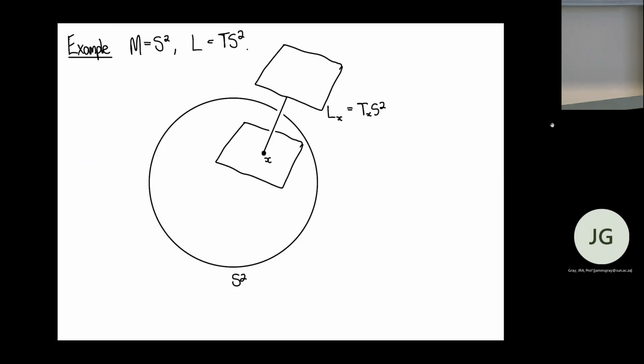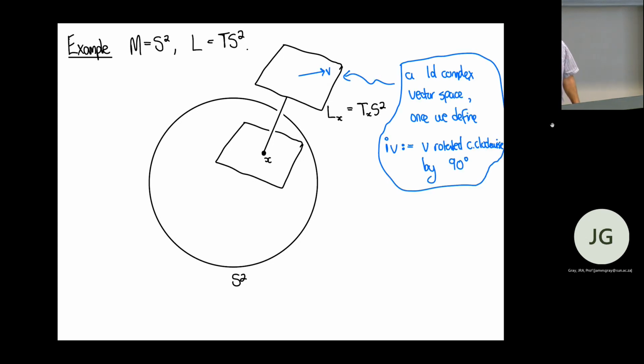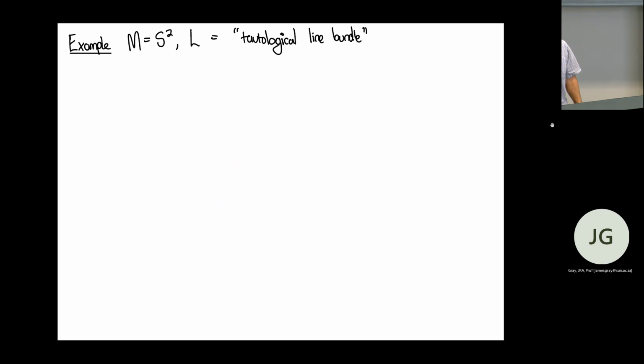Let's do some examples. I'm doing the tangent bundle of S², but I suspect I'm going to run out of time, so I'll leave this for the interested people afterwards. Let's do a next example. So this is a sort of canonical example.